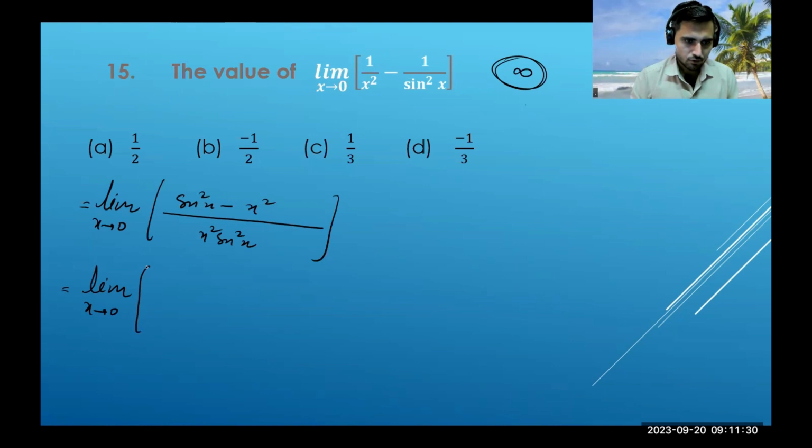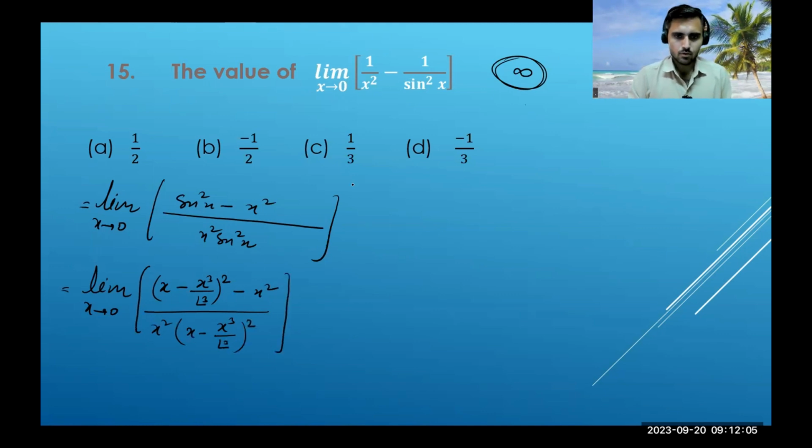So the expansion of sine is x minus x cube upon factorial 3. I'll write only the first 2 terms. The remaining terms will be negligible because we have limit x tends to 0. And now, square minus x square. Again x square, and we have x minus x cube upon factorial 3, right? And we have the square.